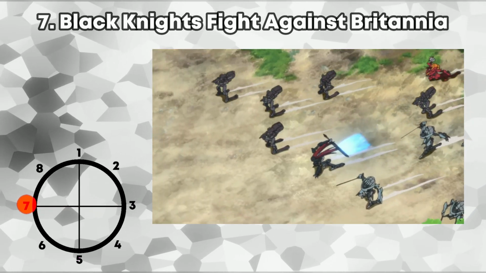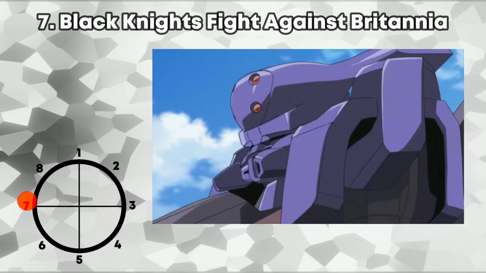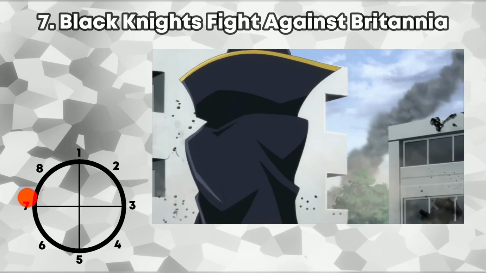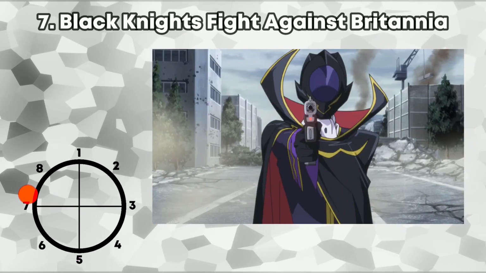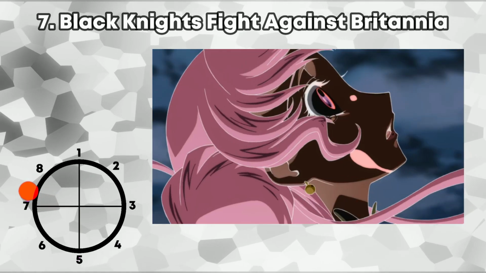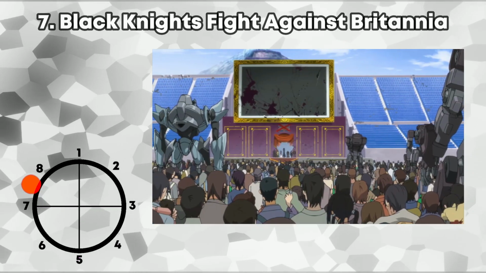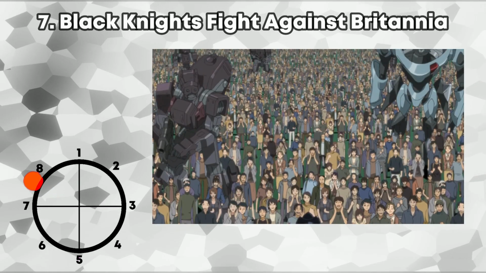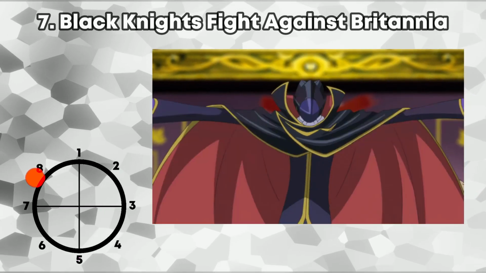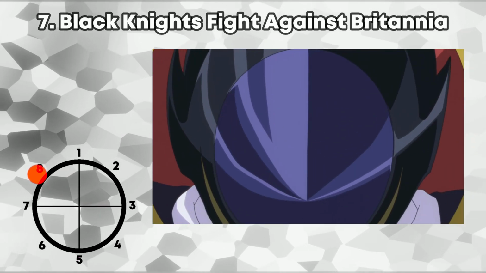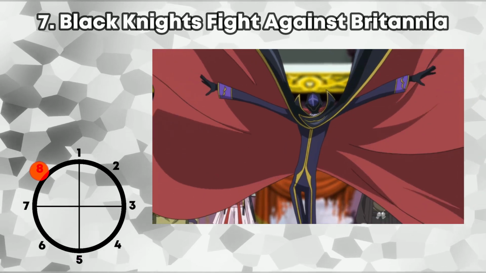7. The Black Knights fight with the Britannians. To prevent any further chaos, Lelouch chooses to kill Euphemia and uses her actions as a symbol of Britannia's hypocrisy. Lelouch uses this as a way to rally more people behind him and the Black Knights. This spirals into an attack on the Tokyo settlement, creating all-out war, hurting the people closest to him.